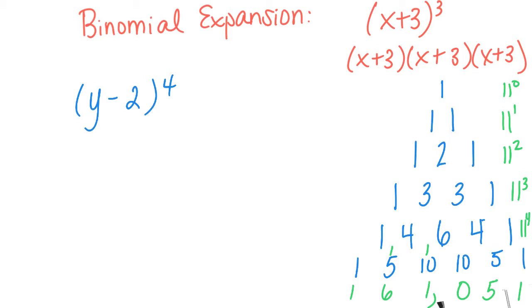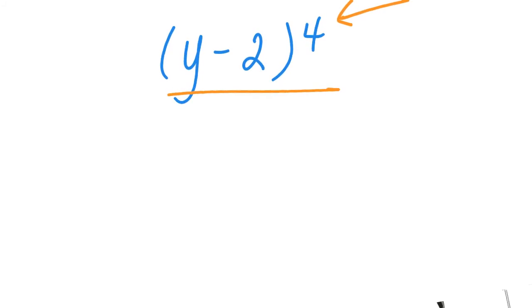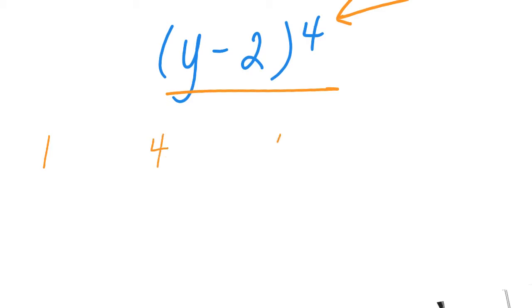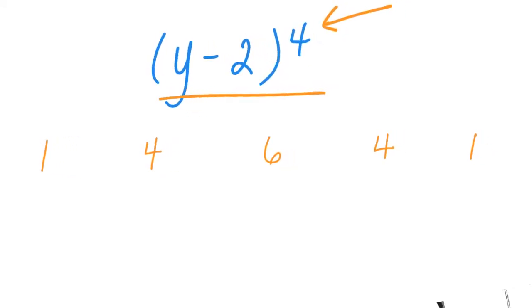So right here with y minus 2 to the 4th power, because it's to the 4th power, I'm going to look at the 4th row. So I'm going to hone in here, and we're going to look at the 4th row of Pascal's triangle, which is 1, 4, 6, 4, 1. I probably didn't leave enough room in that last one, so I'm going to have to squeeze this in a little bit. All right, with that first y, we're going to count down.